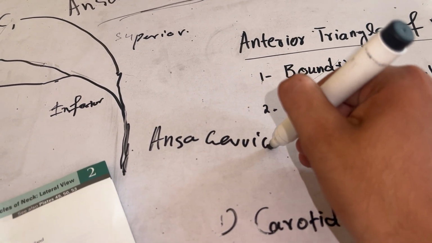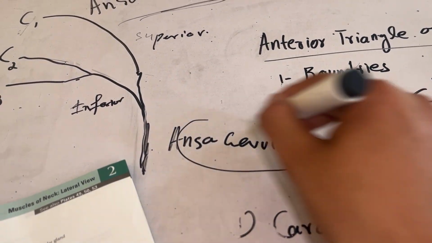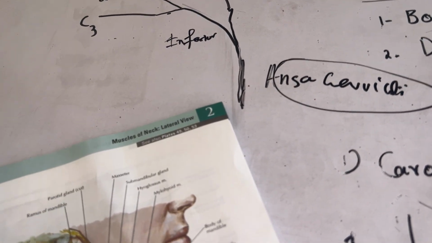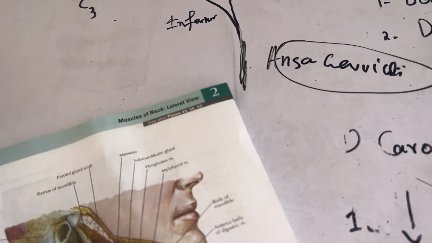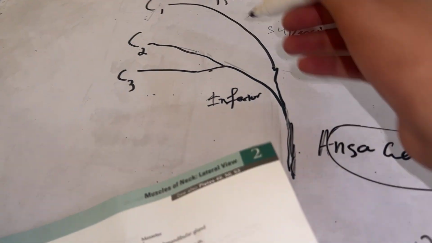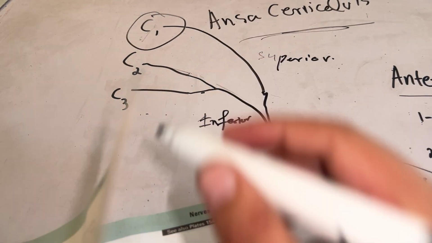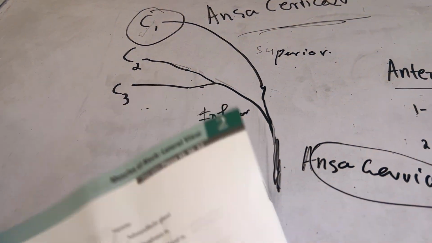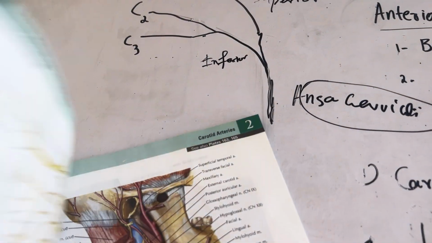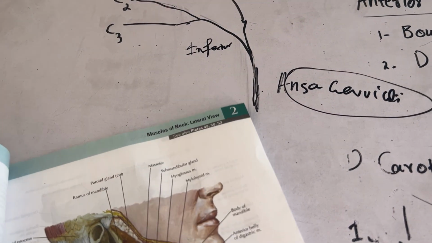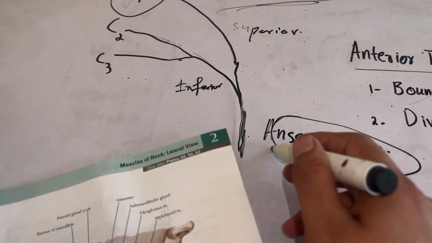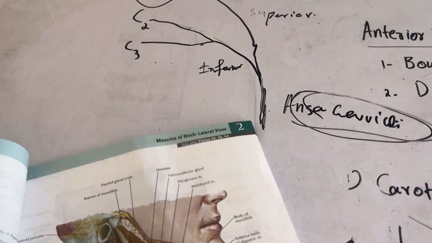Okay, and it innervates all the infrahyoid muscles except the thyrohyoid muscle, which is supplied by the C1 cervical spinal nerve through the hypoglossal nerve. So the thyrohyoid muscle is innervated by C1, and the other infrahyoid muscles are innervated by the ansa cervicalis nerve.